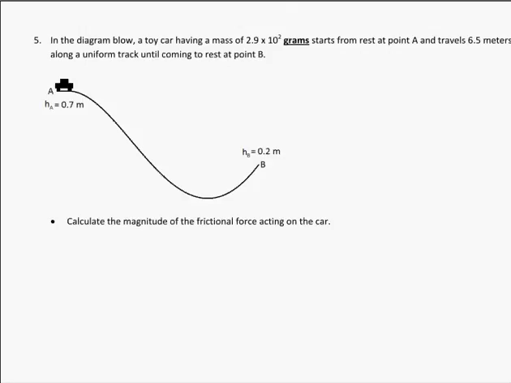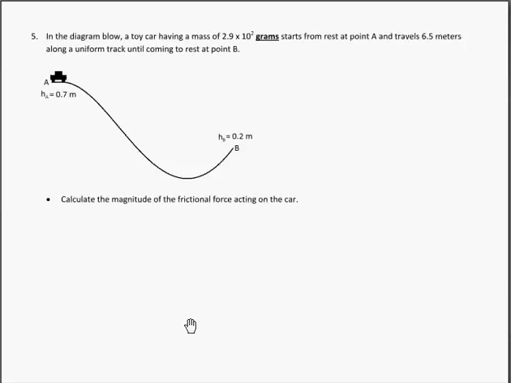Okay, guys, we're going to do a problem real quick. In the diagram below, a toy car has a mass of 2 times 10 to the second grams. Now, important to realize it says grams. And let's zoom out just a little bit. It travels 6.5 meters along a uniform track until it comes to rest at point B.